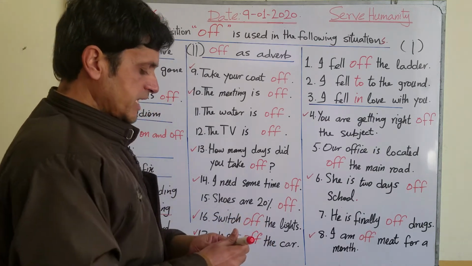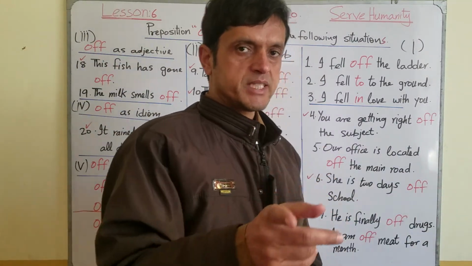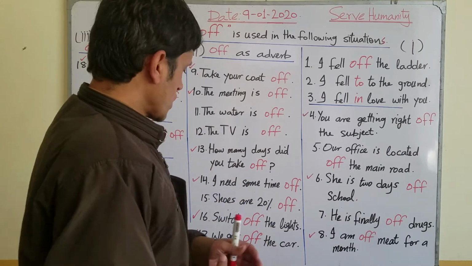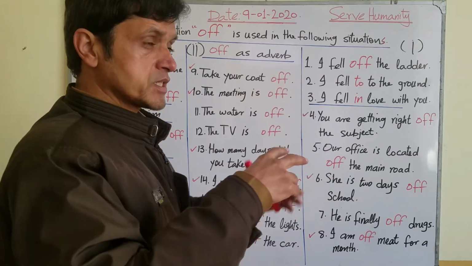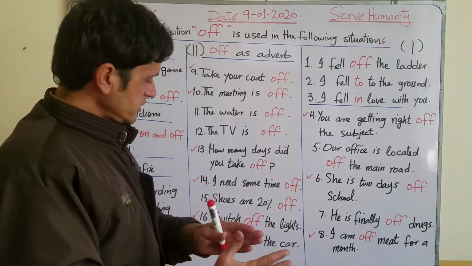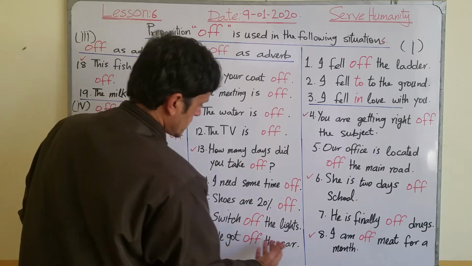Switch off the lights. For example, if you say to someone, please switch off the lights, or switch on the lights. This is dark, so switch on the light and switch off the light.